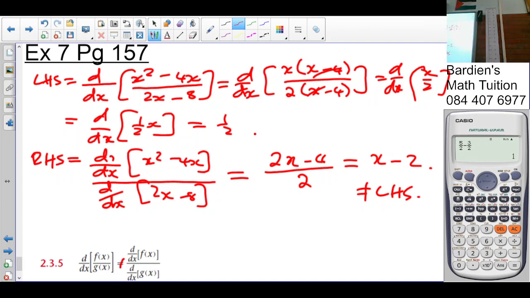So this is going to go into quotient rule, and that is not the case. It's the quotient rule, the division rule of differentiation. So they made a mistake there, but it's fine.